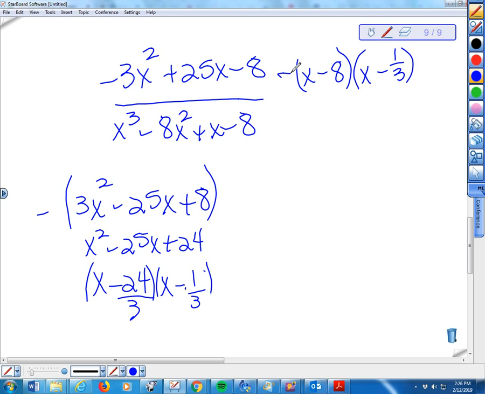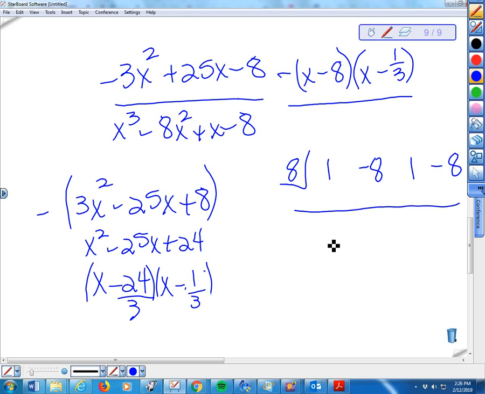And then the denominator, well, I'm going to try 8. 1, negative 8, 1, negative 8. 1, 8, 0, 0, 1, 8. And there it is. So I know x minus 8 is a factor, and the other is x squared plus 1.